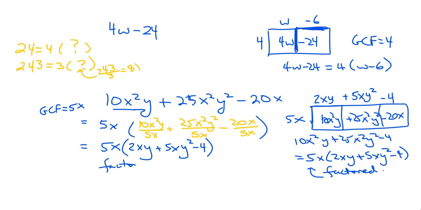Right, this is factored. So whether you use the area model or you don't, if you're just going to use straight up algebra, it's the same thing. You're trying to find the two terms that multiply to give the term in the original question.